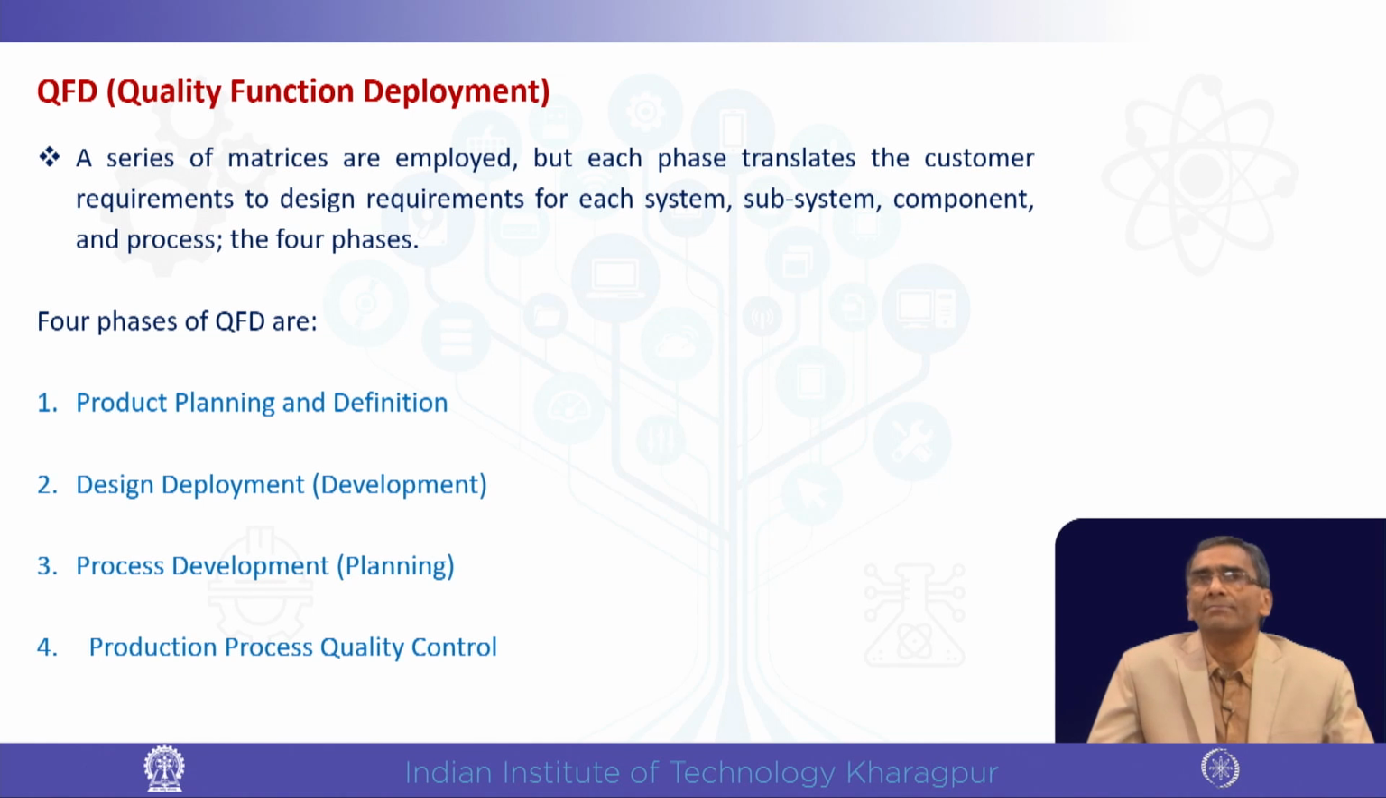Basically, we had examined the intersections of the customer requirements versus the engineering requirements or technical descriptors. These 4 phases would cover starting from the broad system, then the subsystem, then the component, and then the process, as I just now have said. The phases of QFD are the following 4: product planning and definition, design deployment or development, process development or process planning, and production process control or process quality control.